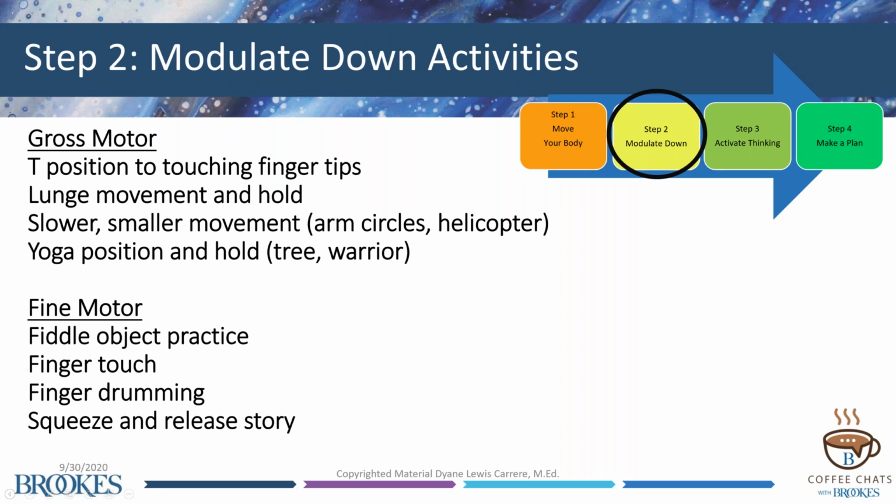So gross motor might be things that you see on your screen, like going from arm circles that are larger and fast to arm circles that are smaller and more precise, or doing that same lunge leg movement, but now holding it in a deeper bend. Fine motor activities might be fiddle object practice, or it might be touching your thumb to each one of your fingers while you count, the tips of your fingers.